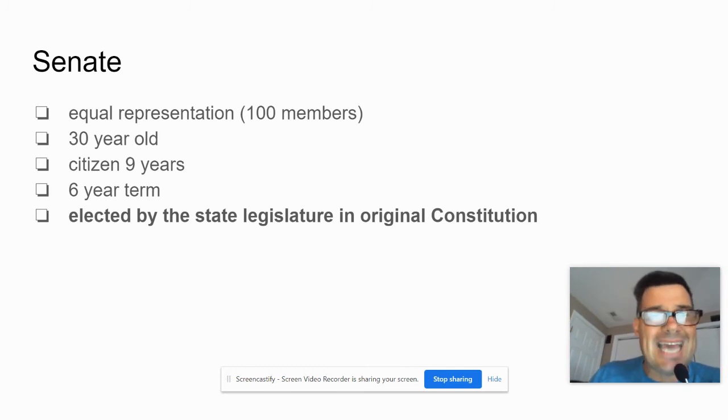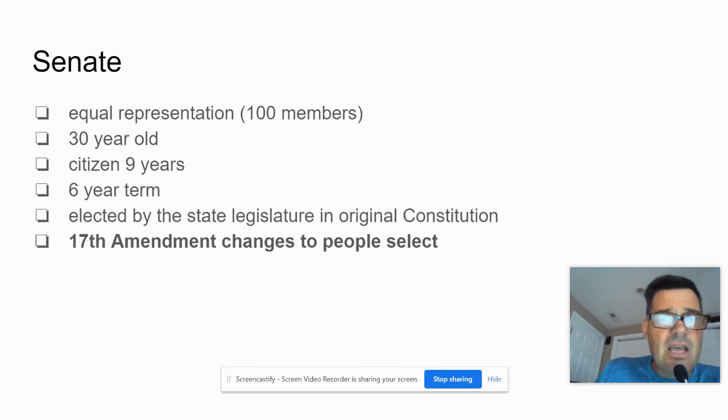The idea was to protect rights. And the best way to protect rights is to create a system that has a lot of checks in it, and that has to do with the election process. It has to do with how to get a bill passed and things like that. Later on, there will be the 17th Amendment in the early 1900s, and that will change to the people selecting senators. So now senators are elected by the people directly, not by the state legislatures. A really important point to keep in mind, though, is that the state legislatures originally chose senators.